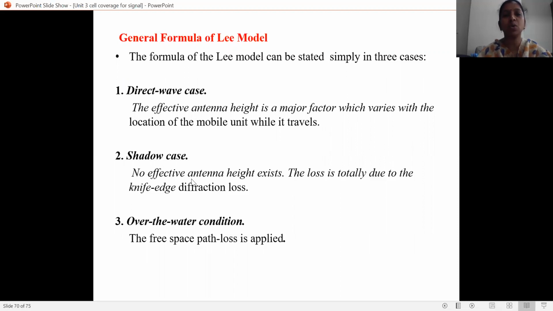The second case is where no effective antenna height exists. The loss is totally due to the knife edge diffraction loss. The third one is the over the water condition. Over the water and free space path loss are both the same. We have derived that in the previous lecture.